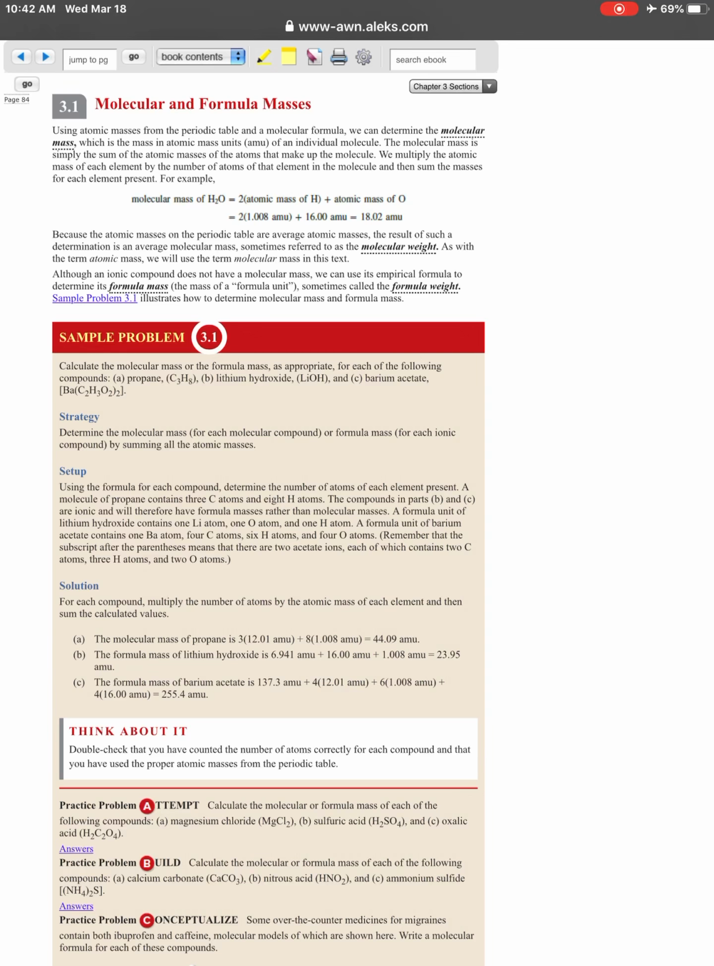Because the atomic masses on the periodic table are average atomic masses, the result of such a determination is an average molecular mass, sometimes referred to as the molecular weight. That's an old term, by the way, molecular weight. We don't use that term very often anymore, but you will see it sometimes. So, as with the term atomic mass, we will use the term molecular mass in this text.